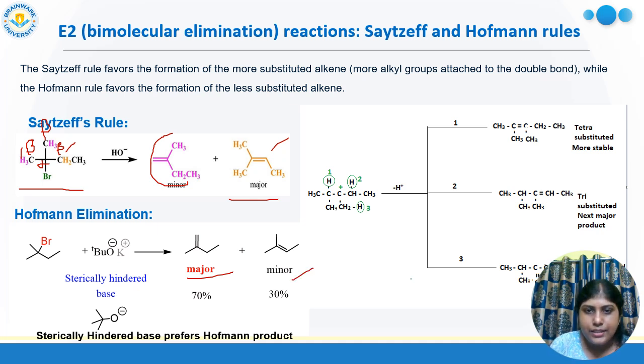There is another example. This is our alkyl halide and there are so many beta hydrogens. So three types of product may form. Now if the base is very bulky, that means large in size, then the less substituted product will be the major product and the more substituted product will be the minor product, according to Hofmann rule.